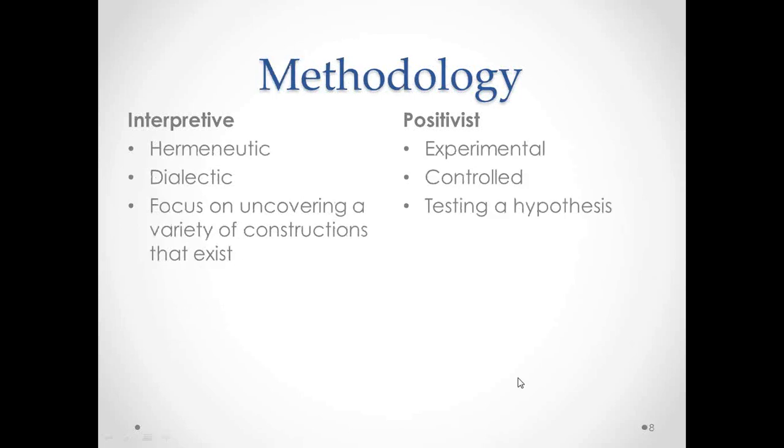So again, the next theoretical level we get to is our methodology. We've got our interpretive side, where we might be looking at hermeneutics and dialectic: what people say, how people respond to things, how people behave in certain settings, focusing on uncovering a variety of constructions that exist, because there's not one right or wrong answer. Whereas in our positivist methodology, we might be taking a much more experimental and controlled stance. So there's an investigative stance and a very controlled and measured stance.